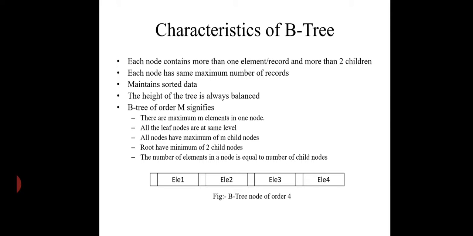So let's see the characteristics of B tree. Each node contains more than one element or record and more than two children. So here, as I told, B tree contains a number of nodes. So each node contains more than one element. So one element or record is nothing but, you know that in an index it contains a key. So that is an element. So key element. Each node contains more than one key element and more than two children.